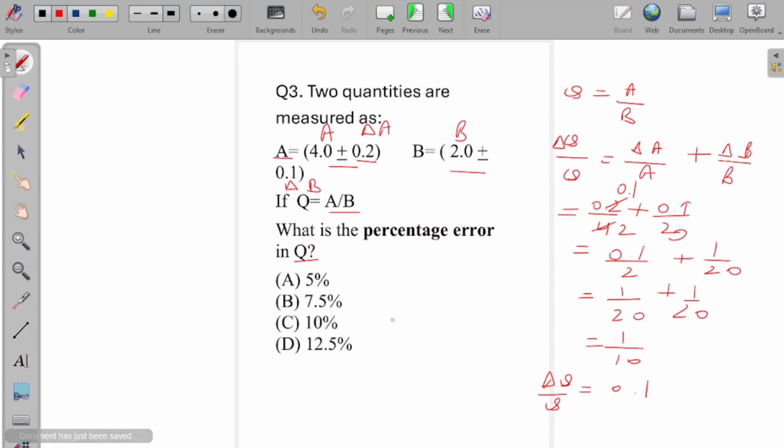Now in order to find percentage error, we need to multiply the fractional error with 100. So we will multiply 0.1 with 100 and the answer will be 10%, right? So answer is 10% and C option is correct.